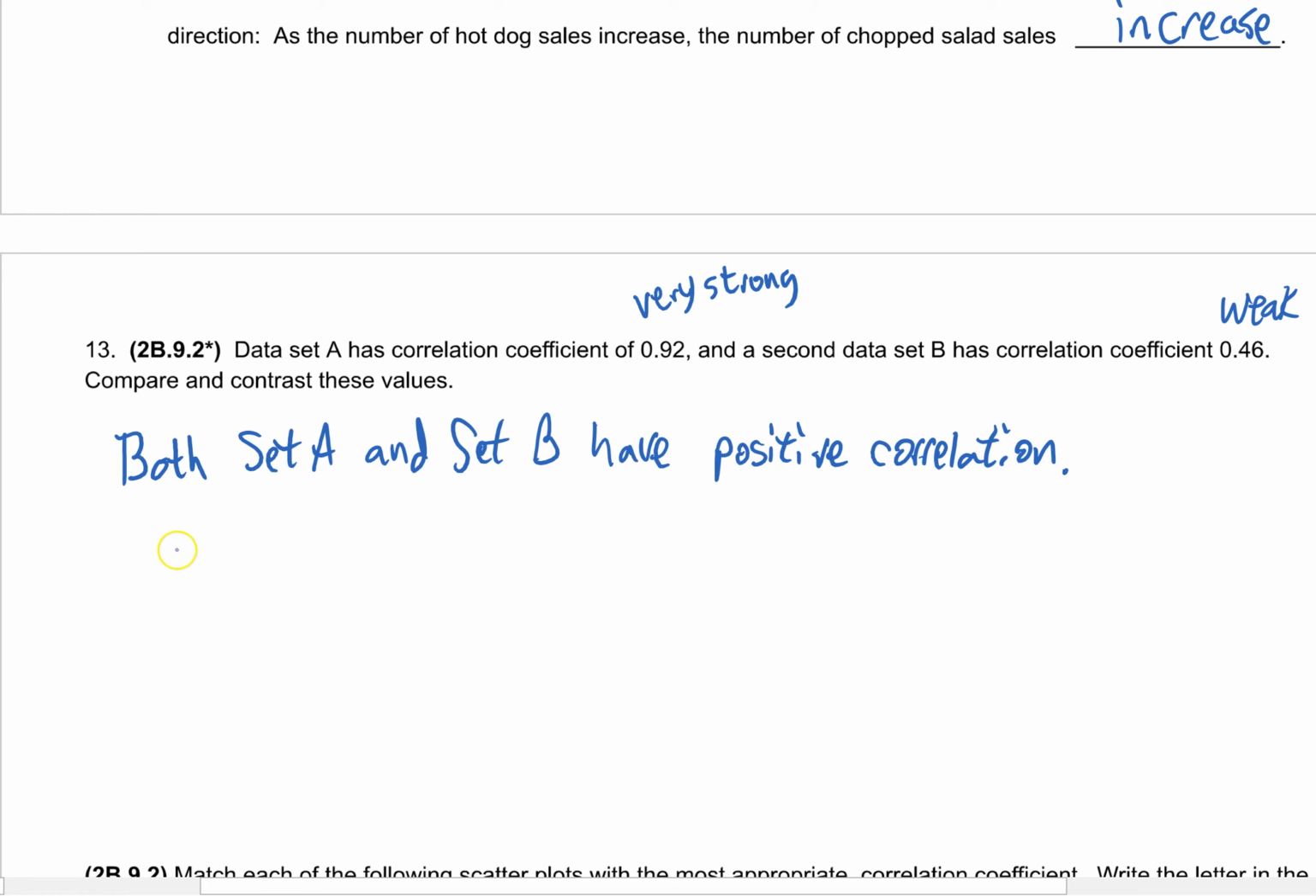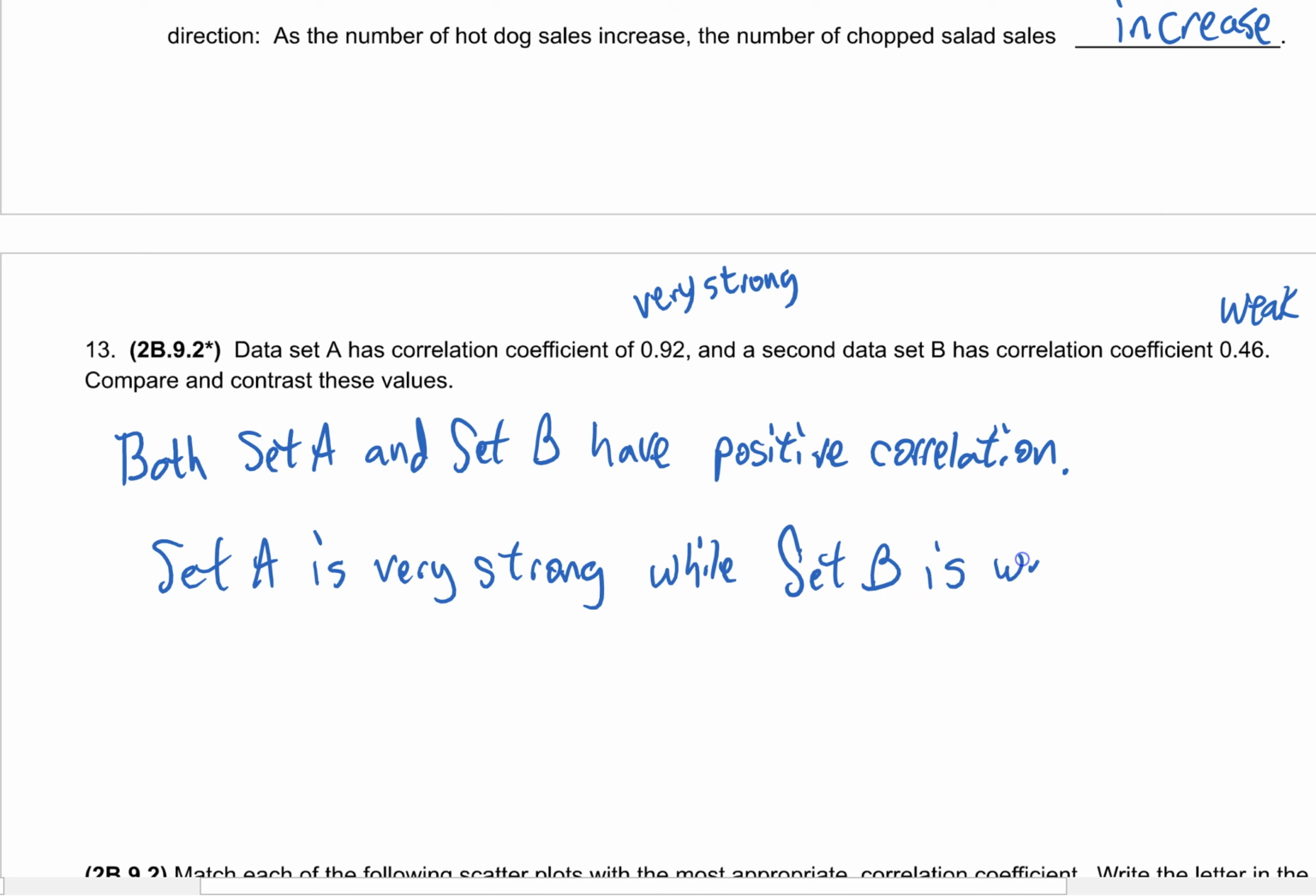But here's where they're different. Set A is very strong, while set B is weak. So that's how they're very different.